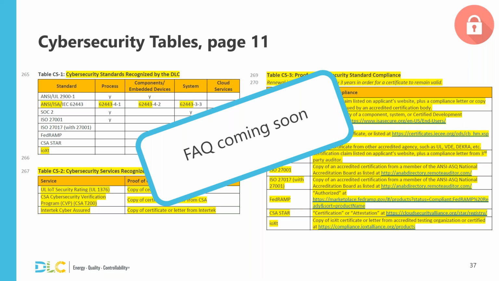By the way, in the frequently asked questions section for network lighting controls on the designlights.org website, a new section is coming soon to give a brief overview of each recognized standard and service.